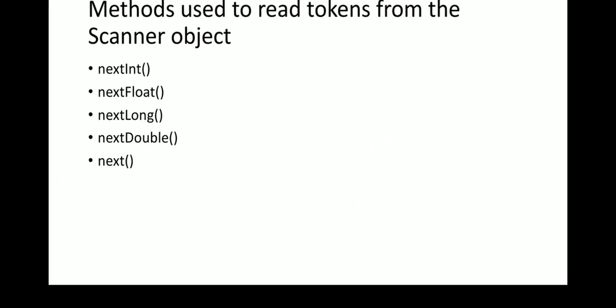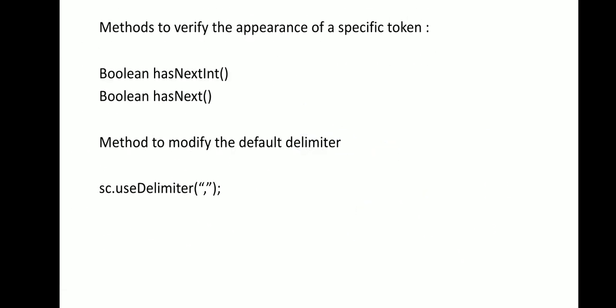Next we have two more methods, the methods to verify the appearance of a specific token. How can we verify whether a token has appeared or not? For that we have methods called hasNextInt() and hasNext(). hasNextInt() will check whether an integer data type is available or not. hasNext() will check for the next token's availability.